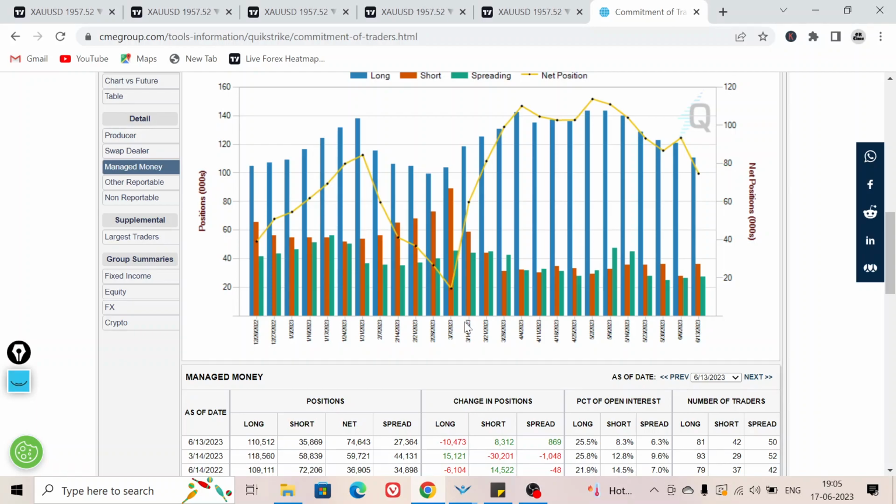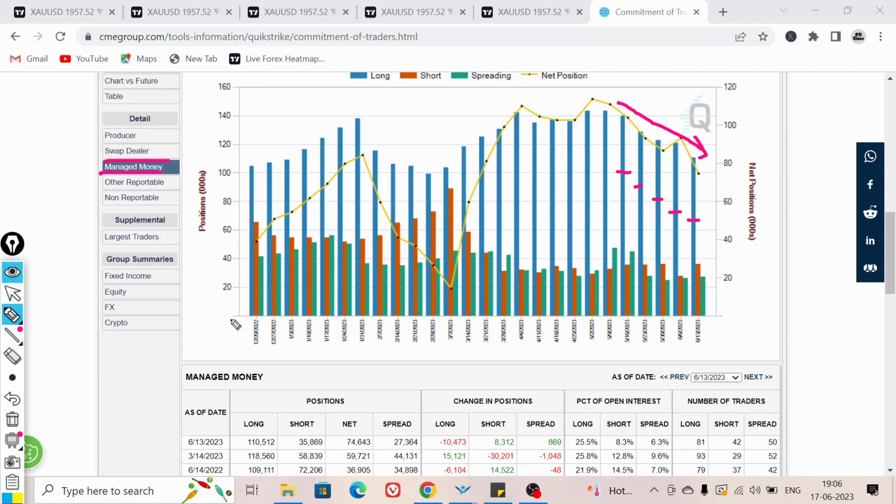If you are following me in my Telegram channel and in my recent prediction video, you know that we generally look into the positions of managed money. These are the managed money, or you can say the smart money players. If you remember the previous prediction video, they were continuously covering their long positions. These blue bars are the long positions of managed money.